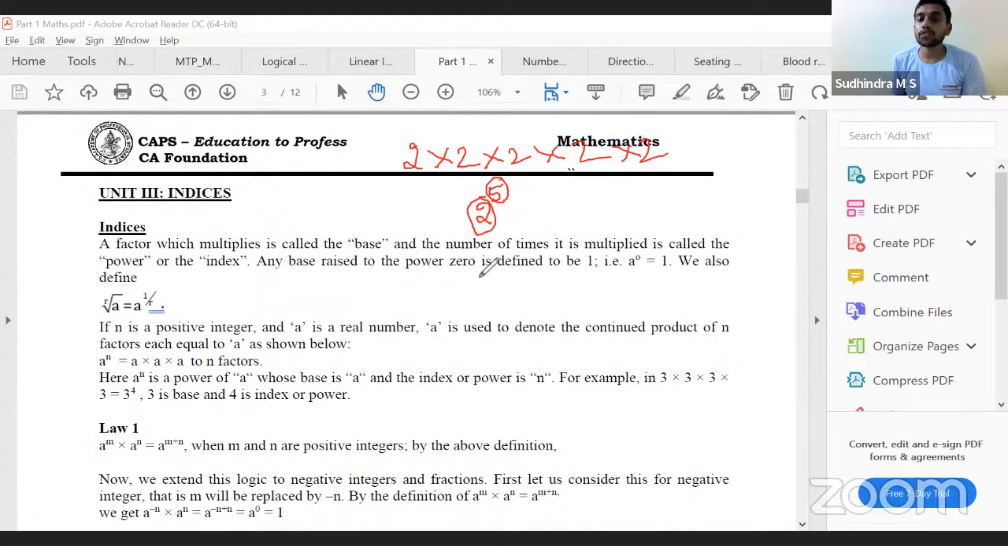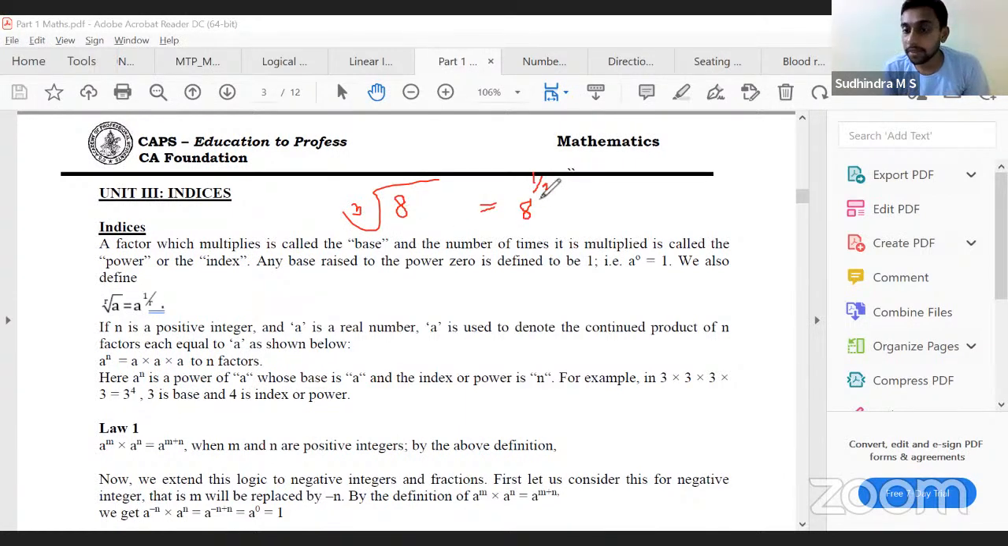Any base raised to the power of 0 will always be 1. a to the power of 0 is 1, 100 to the power of 0 is 1, 1000 to the power of 0 is also 1. Similarly, if we have the cube root of 8, we can also write this as 8 to the power of 1 by 3. Similarly, the fifth root of 25 can be written as 25 to the power of 1 by 5.